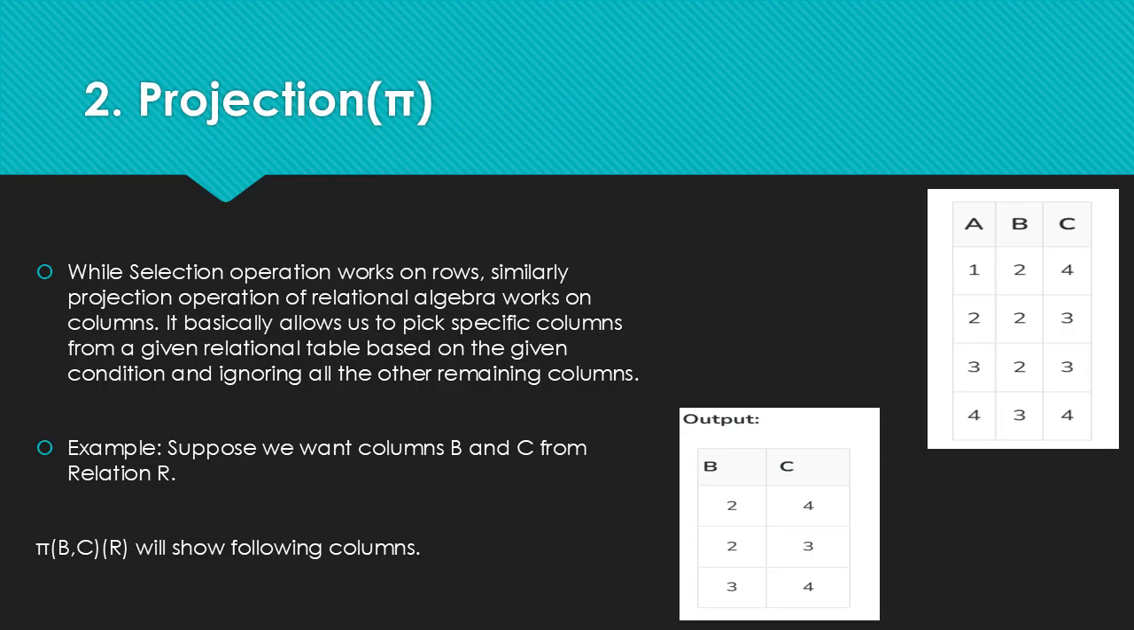Projection, the pi symbol. The selection operation works on the rows. Similarly, the projection operation in relational algebra works on the columns. It allows us to pick columns from a given relational table and ignore the remaining columns. For example, suppose we want columns B and C from the relation R. So we write π B, C (R).